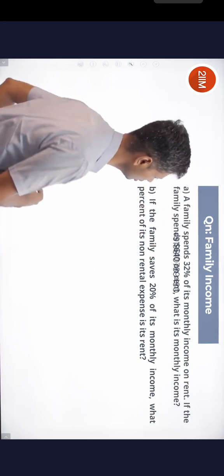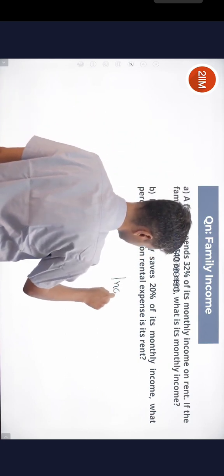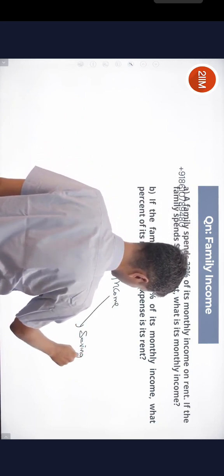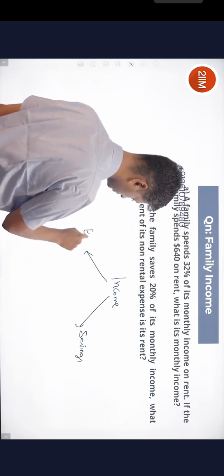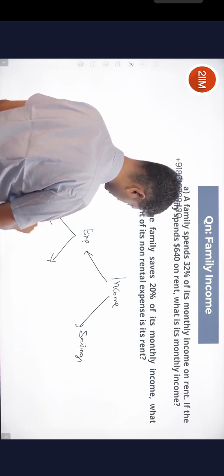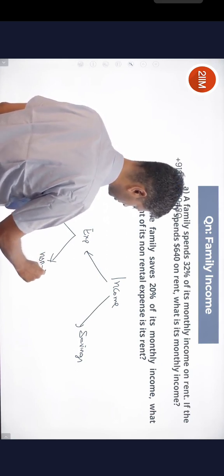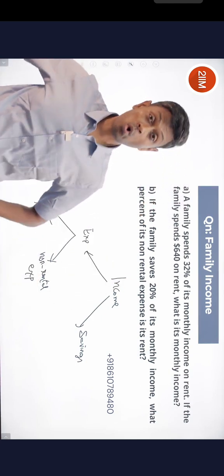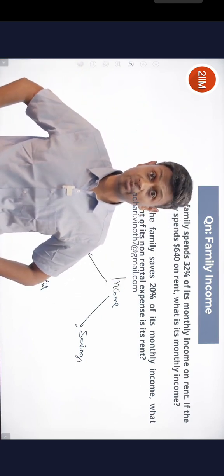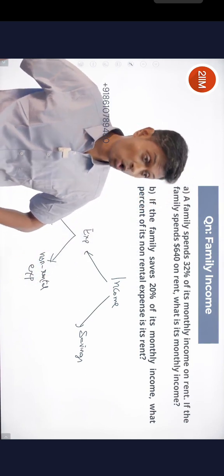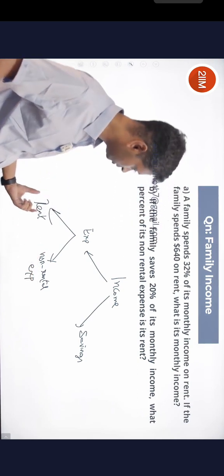So the framework for this: find income. From income, find savings. Then find expense. Within expense, we have rent and we have non-rental expense. Find all this, then answer that question, which is what percent of its non-rental expense is its rent. Find all the numbers, fill them in, then it becomes more meaningful. What percentage of this is this?